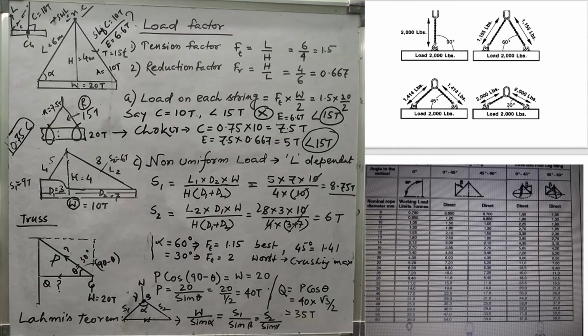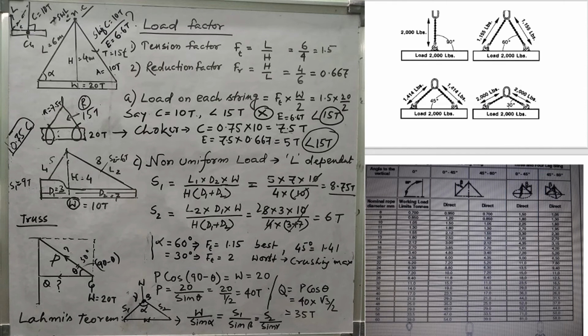For example, we are utilizing one 10 ton capacity sling to lift a load of 20 ton by 2 strings. What happens? Let us see. Sling capacity 10 ton, so reduction factor is 0.667. So string capacity will be 10 into 0.667, that is 6.67 ton. If it's choker, its capacity will be reduced further 25%, so it will be 6.67 into 0.75, that is 5 ton.